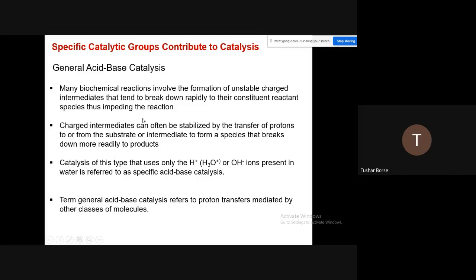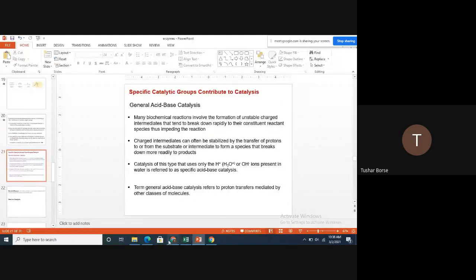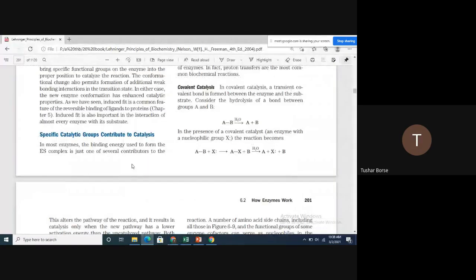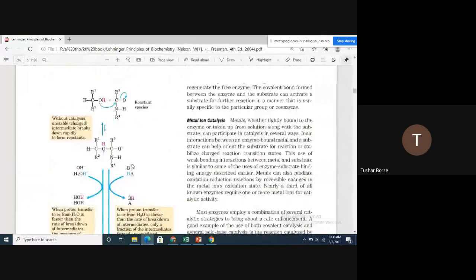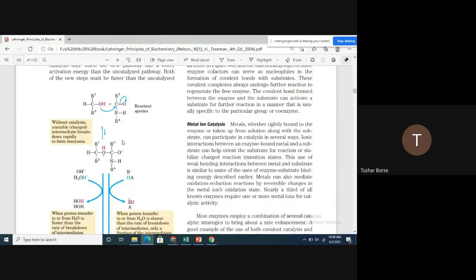There are different functional groups which help in this general acid-base catalysis. For that, I have opened the Lehninger book. I'll just show you the reaction that I wanted to show here. Yes, I think it's visible.